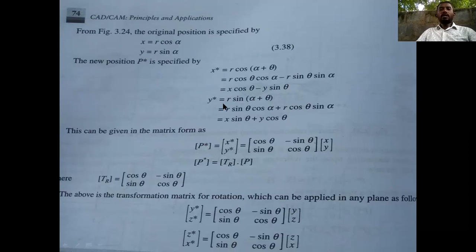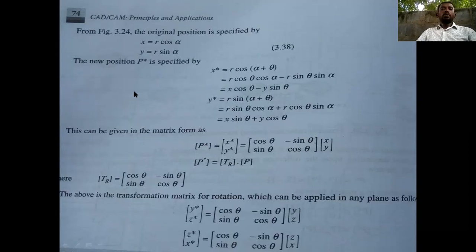Next, the same in the y direction: y dash equals r sin of alpha plus theta. Using the formula, it is r sin theta cos alpha plus r cos theta sin alpha. You can simplify it the same way: r cos alpha is x, so x into sin theta, plus r sin alpha, which is y, so y into cos theta.